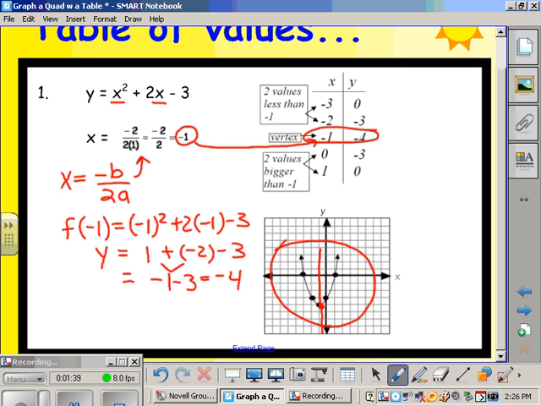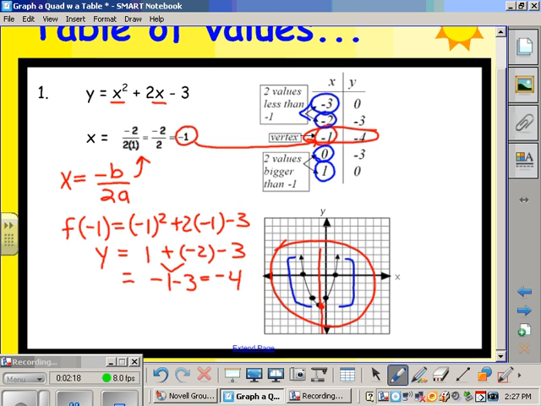Once we know the vertex, we need some additional points. However, if you look down at the parabola, we need to make sure that we find points to the left of the vertex as well as to the right of the vertex, so that we have points representing each side of the parabola. So the way that we do this is we start with the x value of the vertex. We're going to choose one or two values, it doesn't matter which, that are less than -1, and I chose -2 and -3, and then one or two values greater than -1.